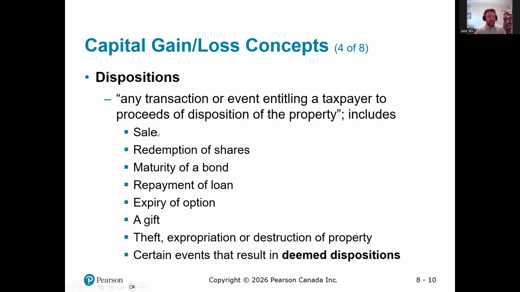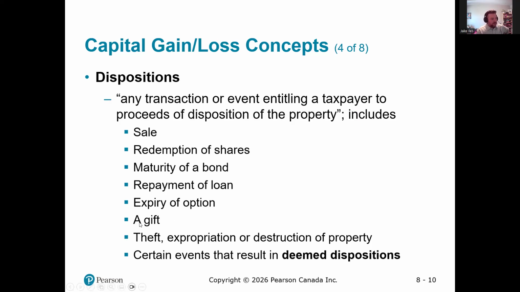So if I sell my building to someone else, I have disposed of it. If I have shares and I redeem those shares, so I didn't sell them, but I gave them back to the company and they gave me money, that's a disposition. Bonds are basically loans. If I have a loan and it matures and the company pays me back the money for that loan, I've disposed of that loan. So if I got more than I paid for it, or if someone else likes the interest rate and they buy the bond from me, if they pay me more than I paid for it, that's a capital gain.